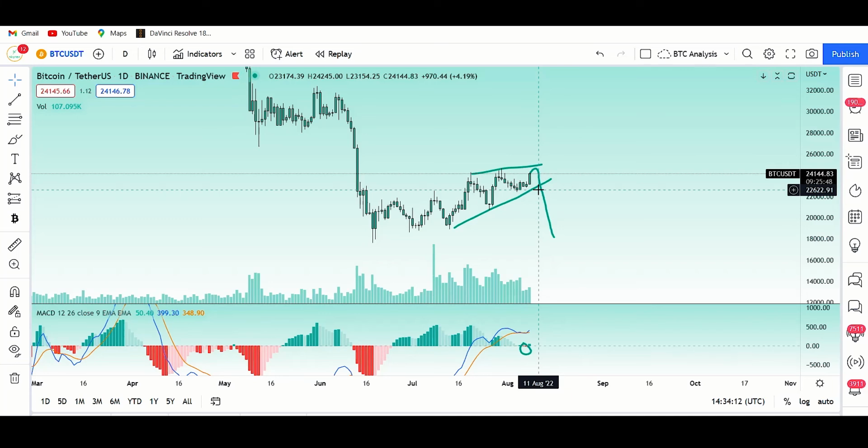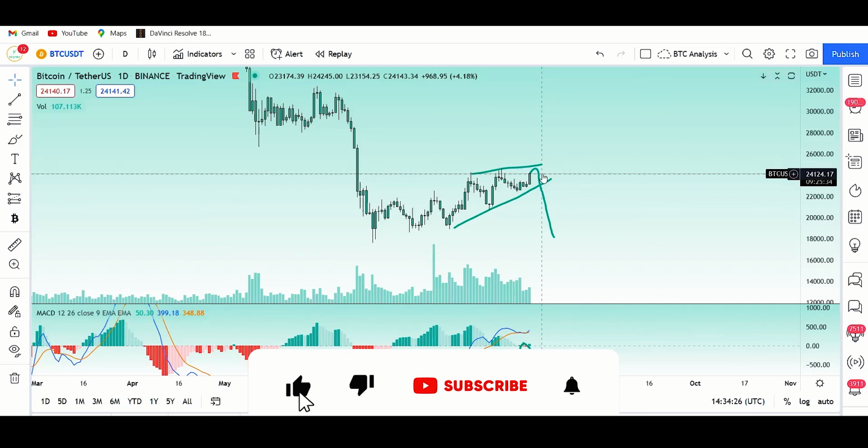And I'm waiting for it right now. Now I'm also in long positions, which will be closed when the bearish divergence is confirmed. That's all you need to know for today to trade and maximize your profit.